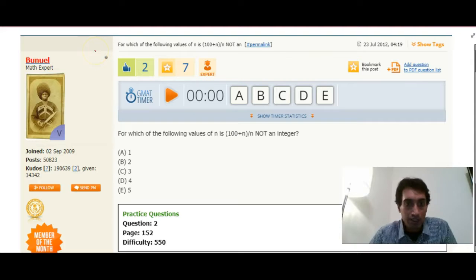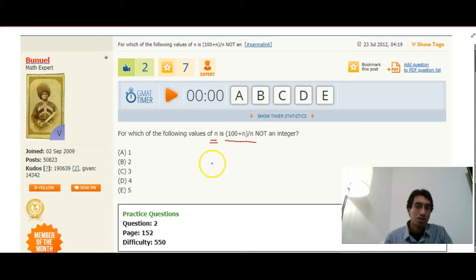So let us start. The question says, for which of the following values of n is (100 plus n) by n not an integer? So first of all, what is an integer?